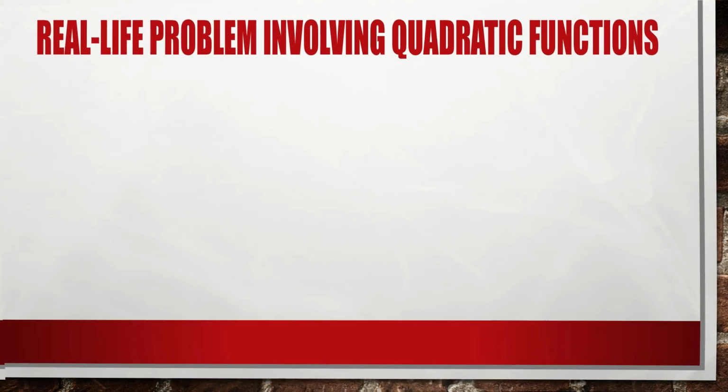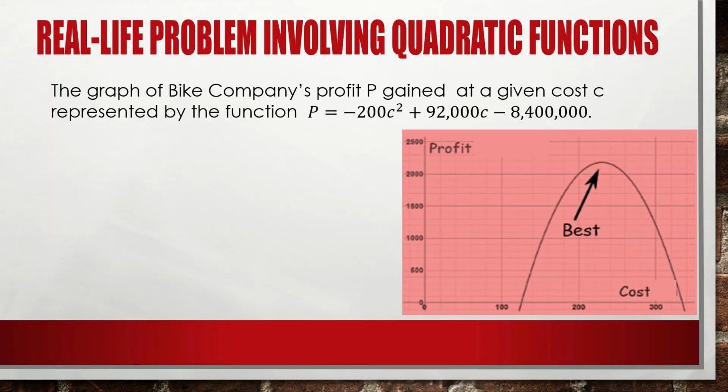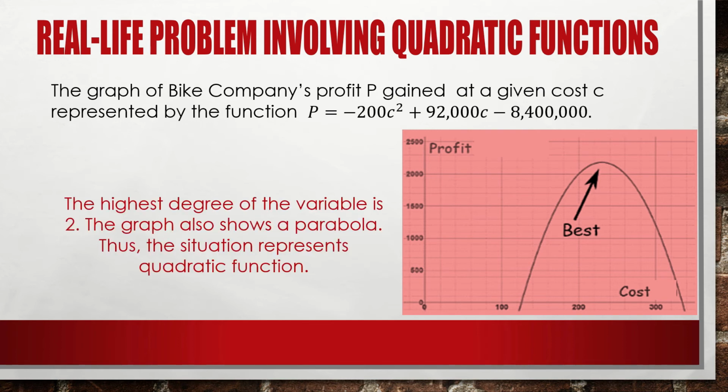Let us have a second one. The graph of a bike company's profit P gained at a given cost C, represented by the function P is equal to negative 200C squared plus 92,000C minus 8,400,000. The highest degree of the variable is 2. The graph also shows a parabola. Thus, the situation represents quadratic functions.